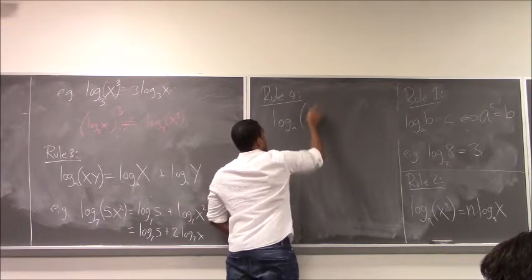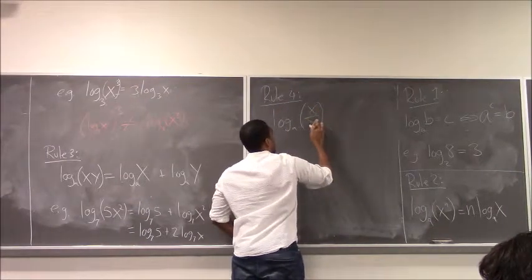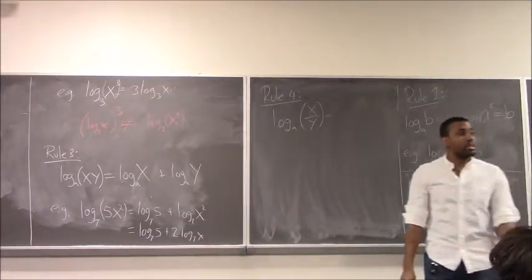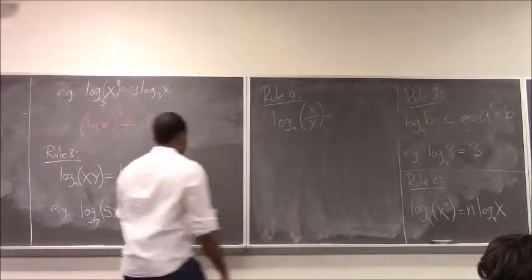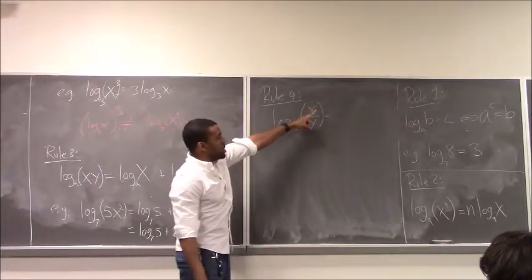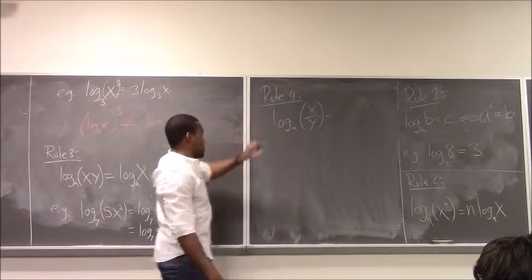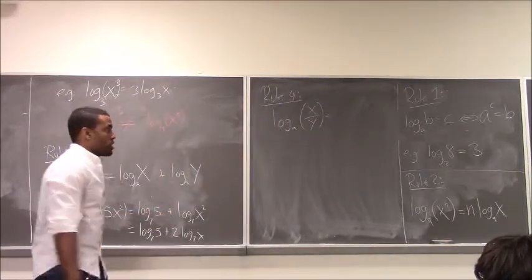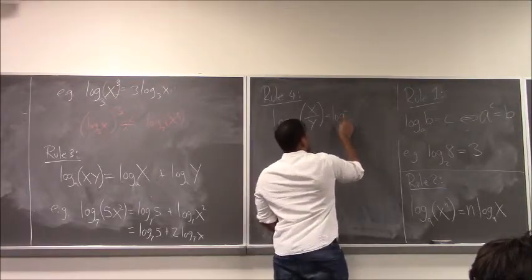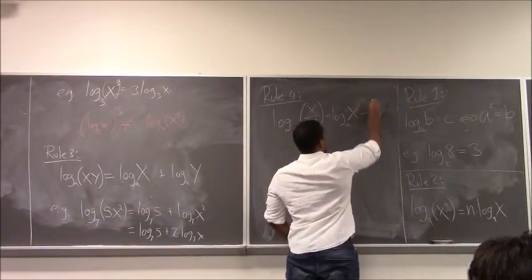Log to the base a of x divided by y. What do you think that becomes? Yeah? It's just a subtraction. You could actually use this rule. Just write this as x times y to the minus 1, and then the minus 1 can come down in front. Or you could just remember that when you divide things with the same base, you subtract the powers. So this just becomes that minus that.